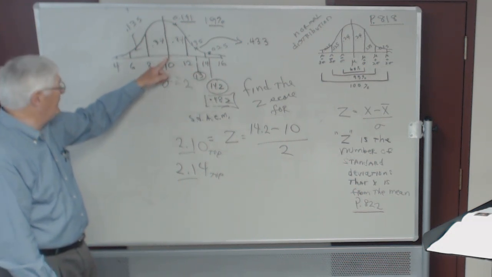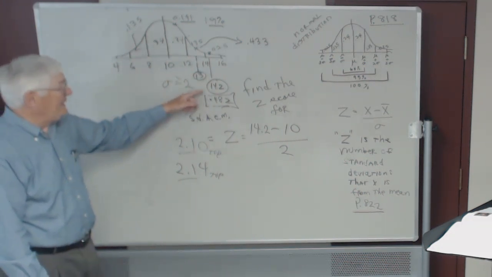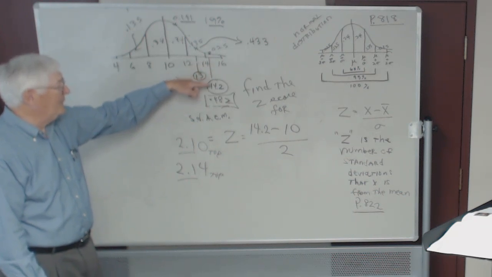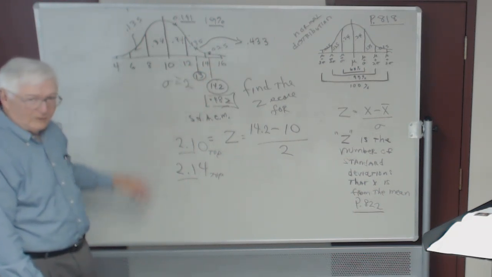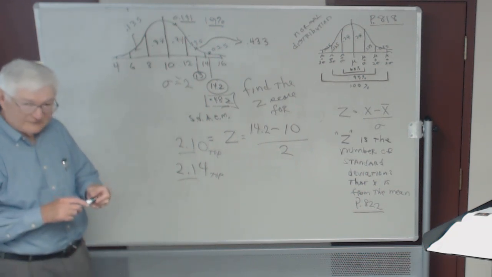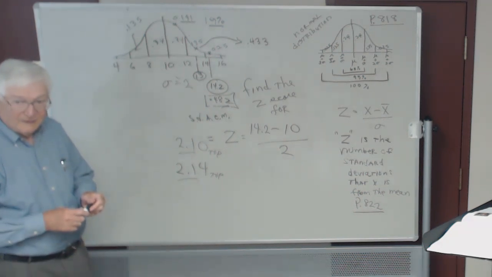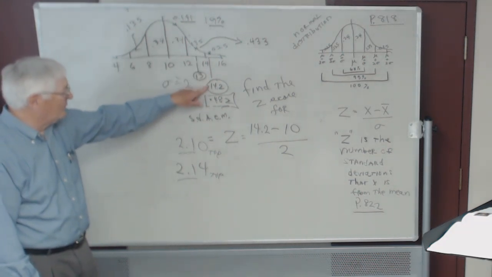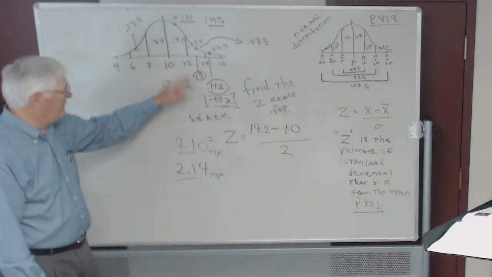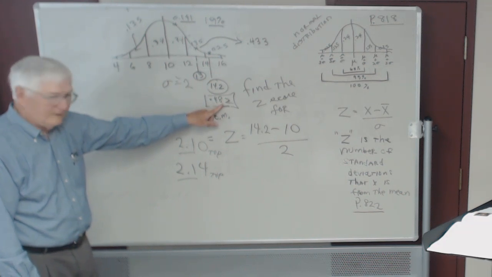In fact, if you add the other 50%, 98.2% of the people will score 14.2 or below. Did you hear what I just said? Not really. Okay. 14.2 is this score. From the mean, 48%.